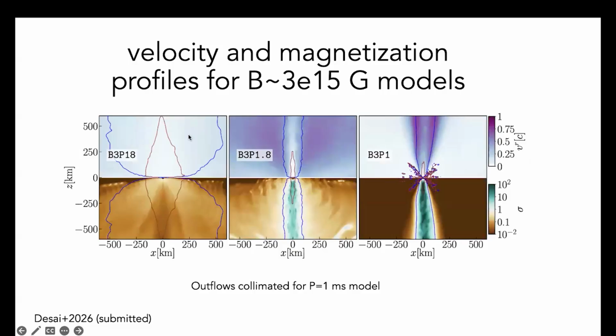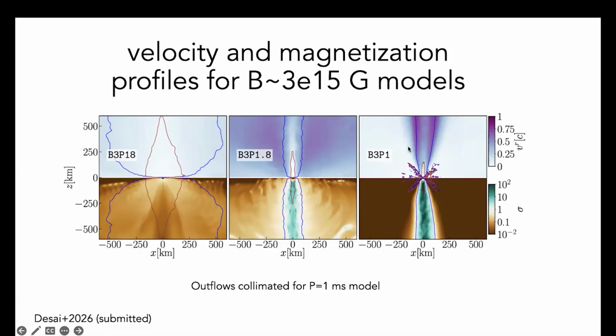And then I show the same models, but on the top I show now velocity, and on the bottom I show magnetization. So that's the magnetic energy divided by the rest mass energy density. For the 16 millisecond model, we don't see extremely high velocities, maybe about 0.1 c maximum. Here, now we see this angular gradient and moderately, maybe trans-relativistic velocities around 0.5 c.